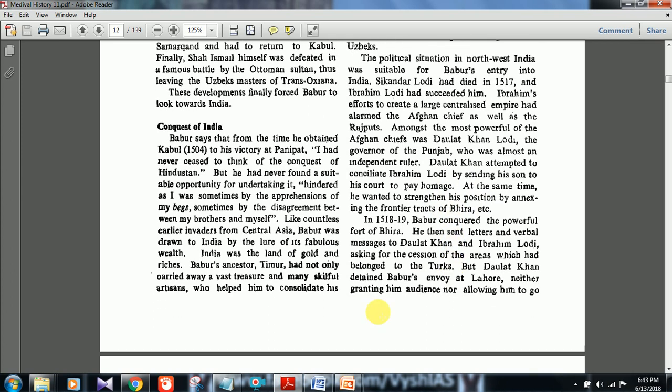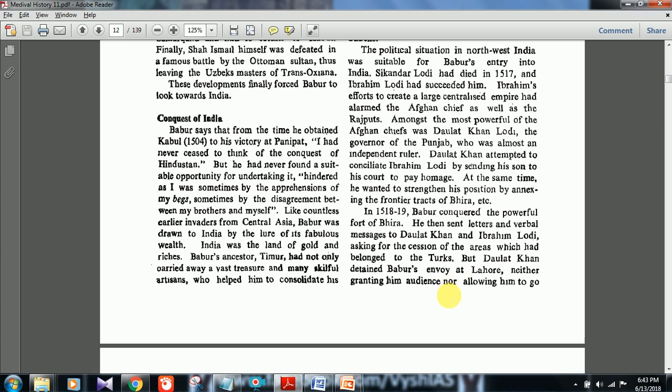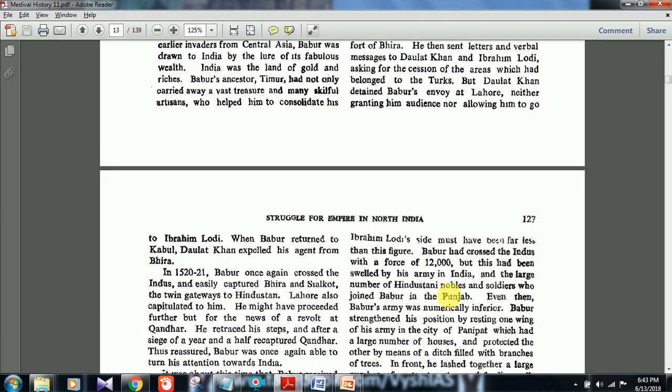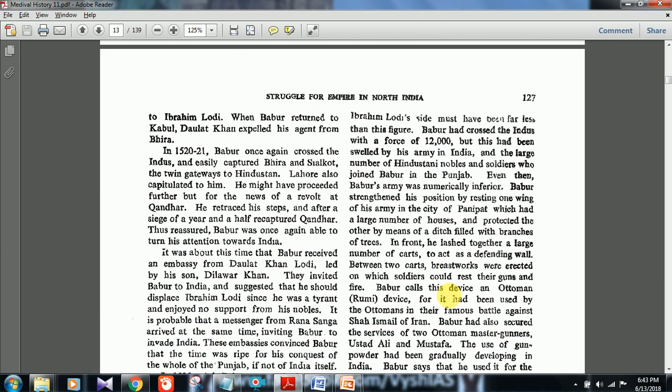Okay, see here, in 1518-19 Babur conquered the powerful fort of Bira. He then sent letters and verbal messages to Daulat Khan and Ibrahim Lodi asking for the cessation of the areas which had belonged to the Turks, but Daulat Khan detained Babur's envoy at Lahore, neither granting him audience nor allowing him to go to Ibrahim Lodi. When Babur returned to Kabul, Daulat Khan expelled his agent from Bira. Okay, so without even entering India, Babur and this person had communication with each other, and they were not allowing each other to capture each other's places.